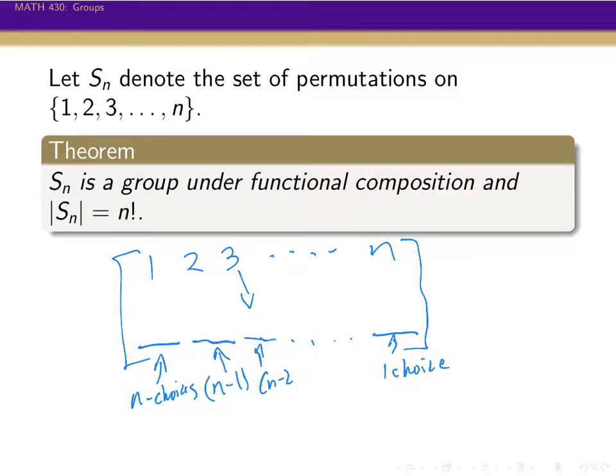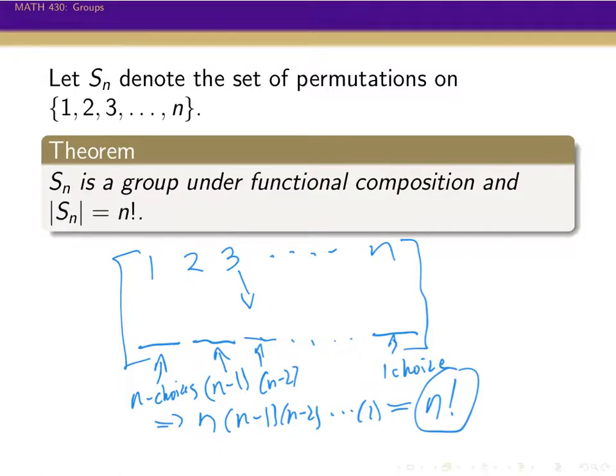So when we're seeing how many different ones we have, we're just going to multiply these all together. So I have n choices for the first one, n minus 1 for 2, n minus 2 for 3, all the way down to 1 for the nth choice. Well, what are we really multiplying together here? This is n factorial. And so that is how we are getting our count.